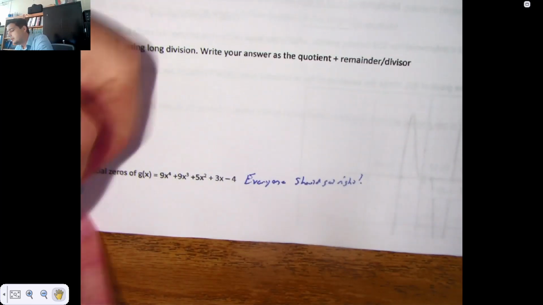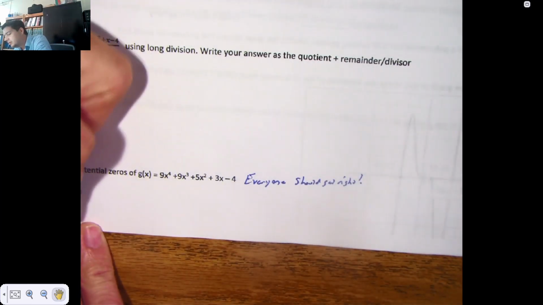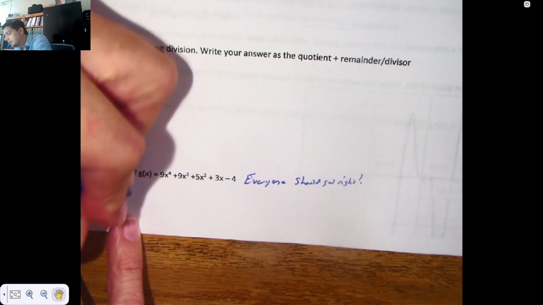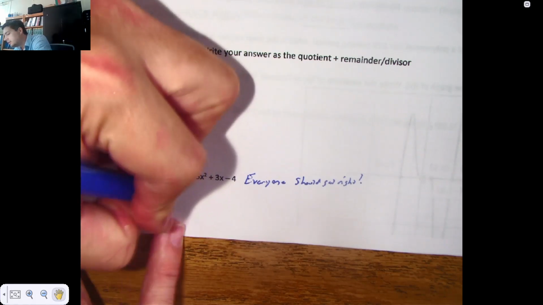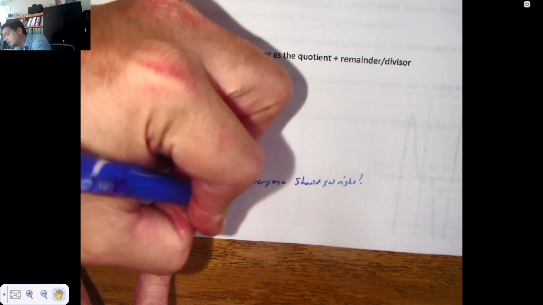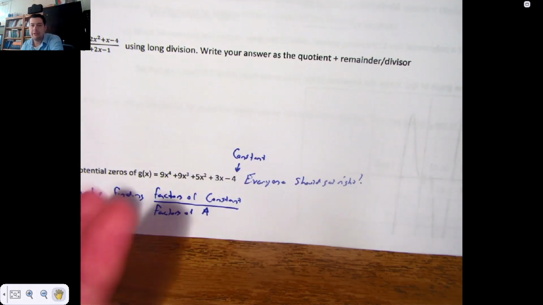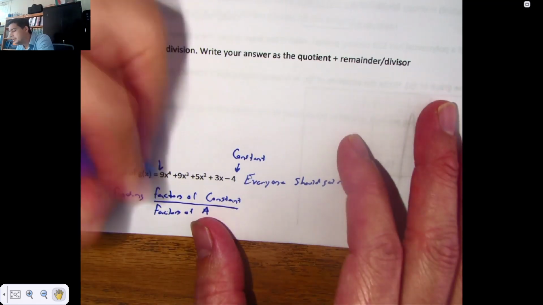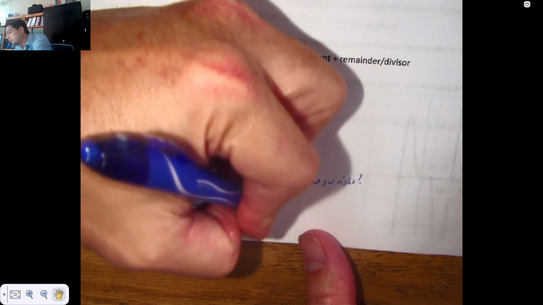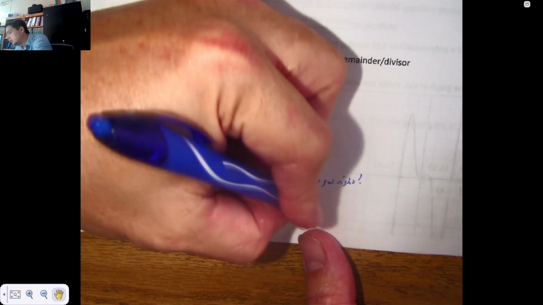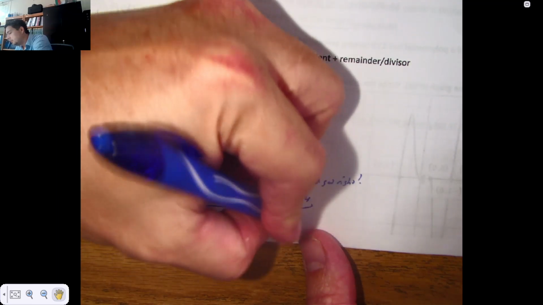Your potential zeros are found by finding factors of the constant, which is this guy right here, over factors of A. You know, A is the first letter in the alphabet. A is legit the first number you see. So we're doing factors of 4 over factors of 9.